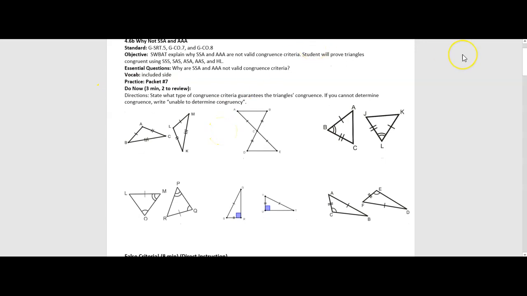Before we get going, though, let's take a look at these 6 triangles, and I want you to determine what congruence criteria you could use, what shortcut you could use to prove them congruent. If you're unable to prove them congruent, just write unable to determine congruency.